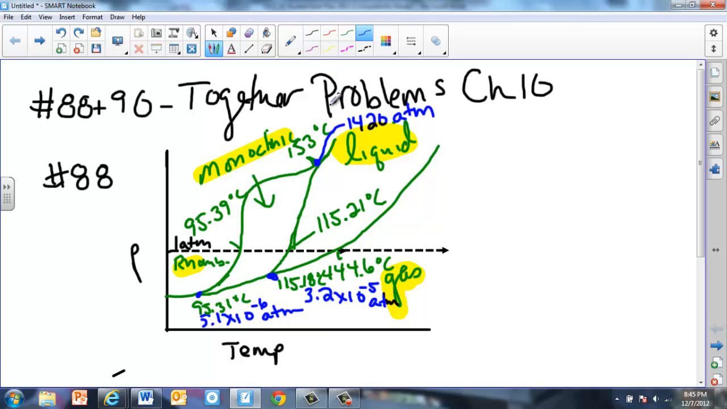It says use the accompanying phase diagram for sulfur to answer the following questions. The phase diagram is not to scale. Clearly, we've got pressure on the y-axis. We go all the way from 5.1 times 10 to the negative sixth, all the way up to 1,420 atm. So it's not to scale, but we can still discern the important information. Okay, letter A. See if I can answer them all out to the side here.